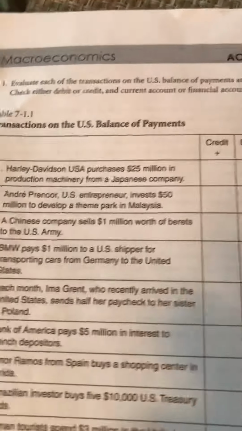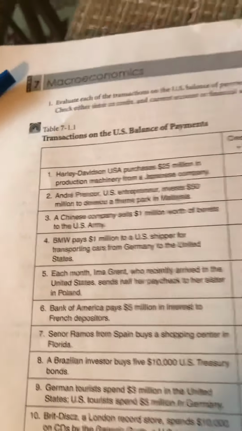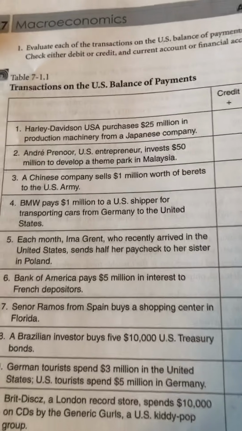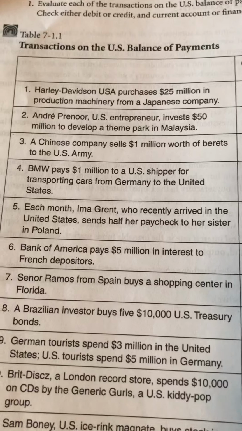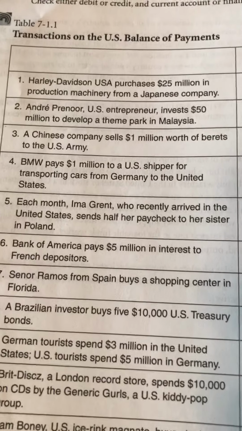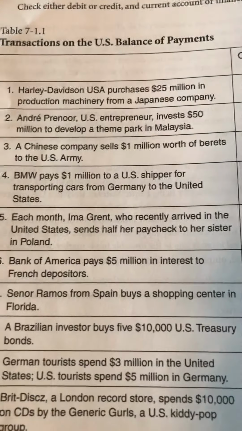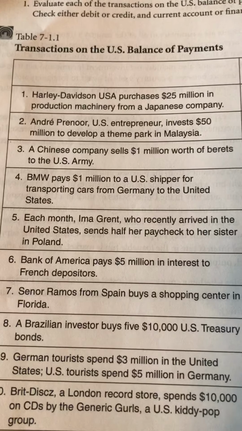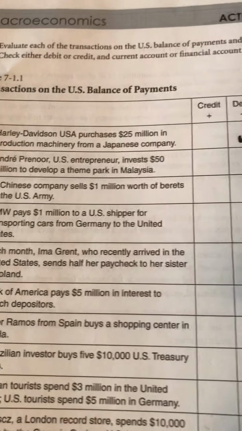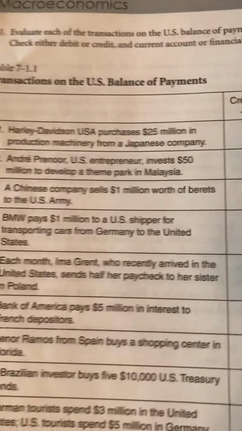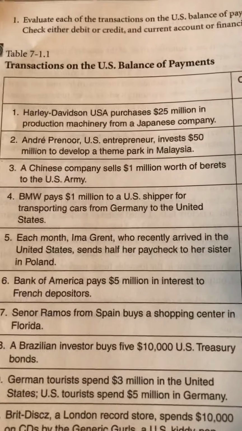Let's hear from Aiden DeSalvo. A Chinese company sells $1 million worth of berets to the U.S. Army. That's not barrettes, ladies. That's berets. And those are hats. And if the Chinese company sells it to us, that means money is flowing out, so that would be a debit. And that would be part of the current account, as those berets are going to flow across the borders.